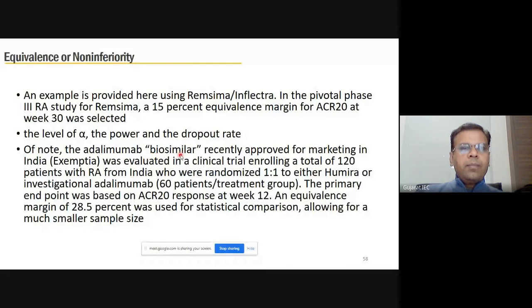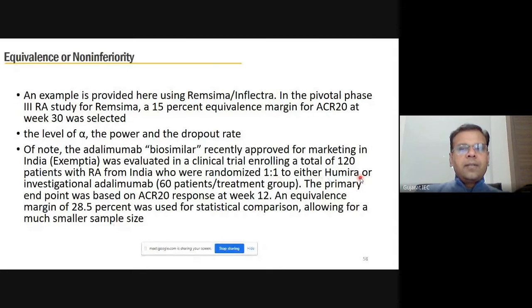And the adalimumab biosimilar which was recently approved in India, that is Exemptia from Zydus. They evaluated it in a clinical trial which enrolled only 120 patients, and that was only for rheumatoid arthritis, and all patients were from India.